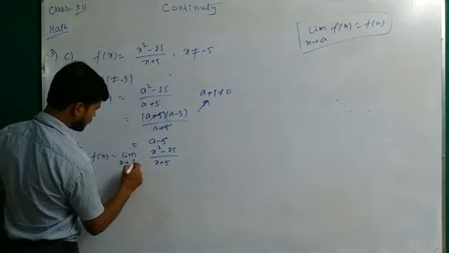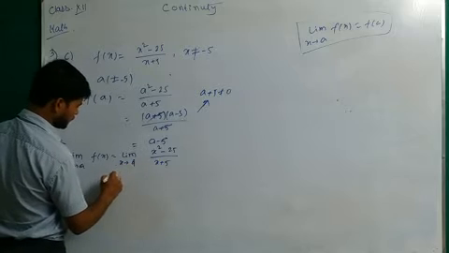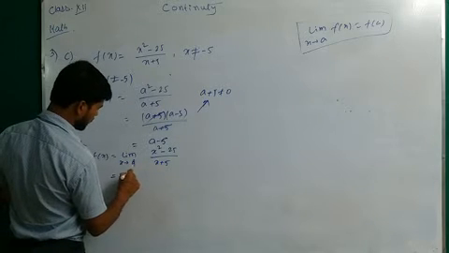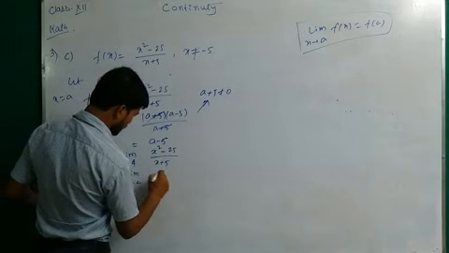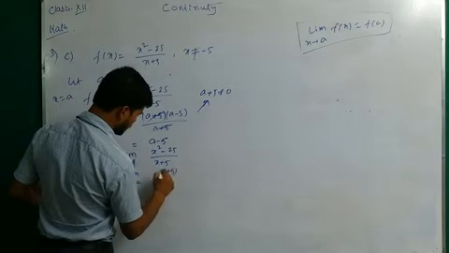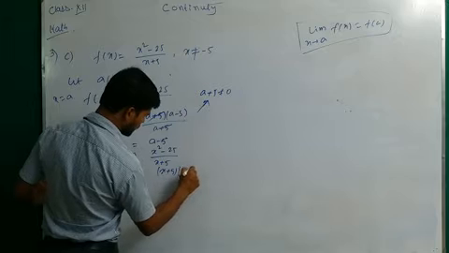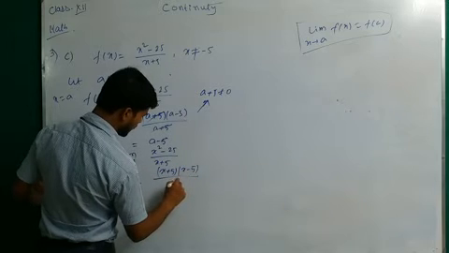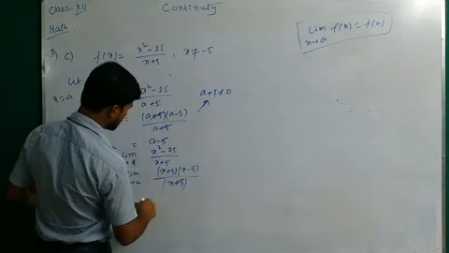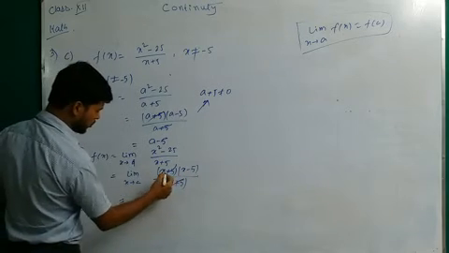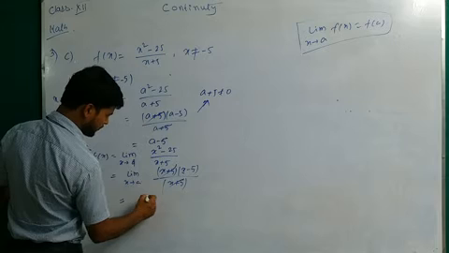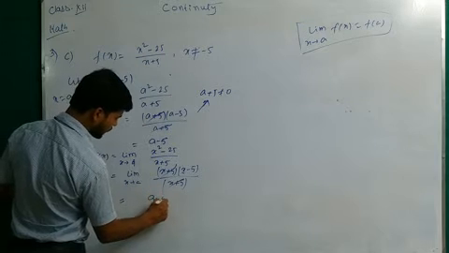X tends to, that means limit x tends to a, this can be written in the form (x plus 5) into (x minus 5) by (x plus 5). So this x plus 5 and this x plus 5 will cancel each other. Now put x equal to, in place of x put a, so it will be a minus 5.